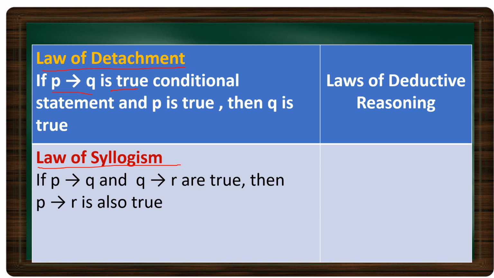Then, kung true yung atin pong conditional statement, dapat yung kanyang hypothesis, which is the P, must also be true, and at the same time, yung kanyang conclusion must also be true. Whereas sa law of syllogism, we have here, if P, then Q, and if Q, then R are true. So, we have here, then if P, then R is also true. Sa makatuwid, any given statement pagdating sa law of syllogism must always be true to apply the law of syllogism.